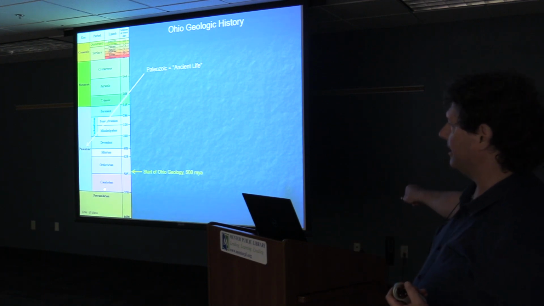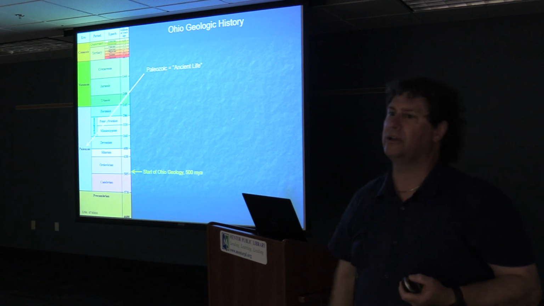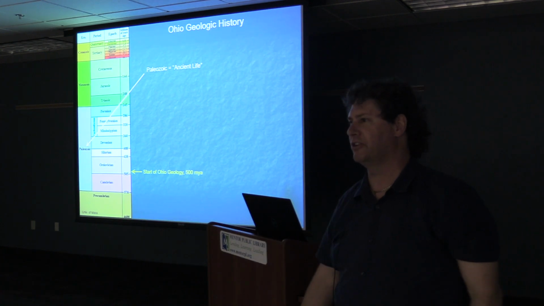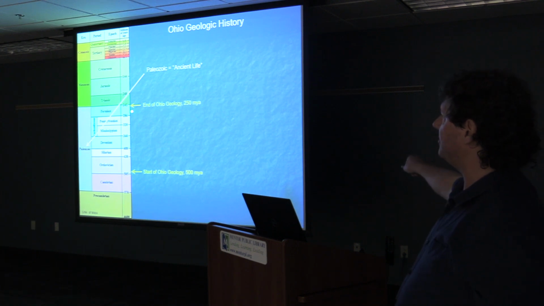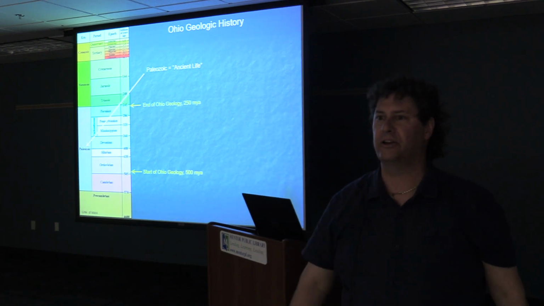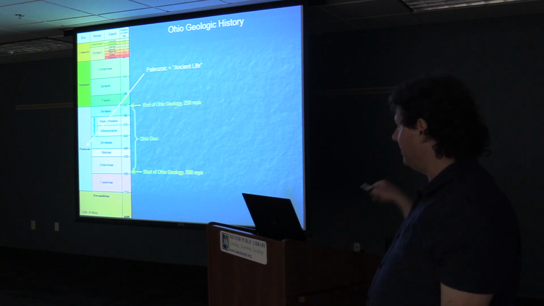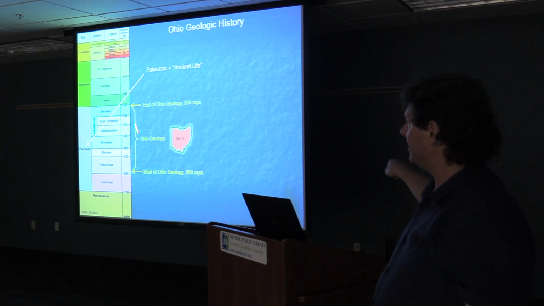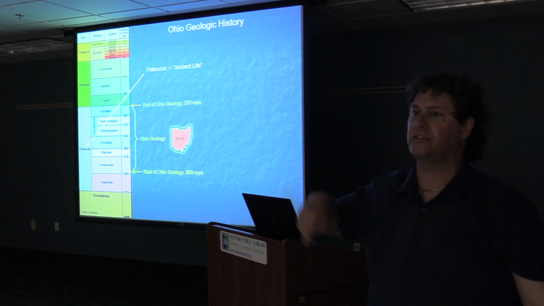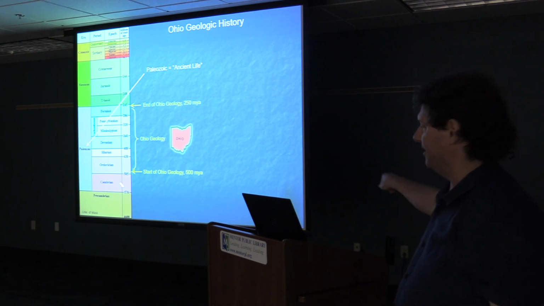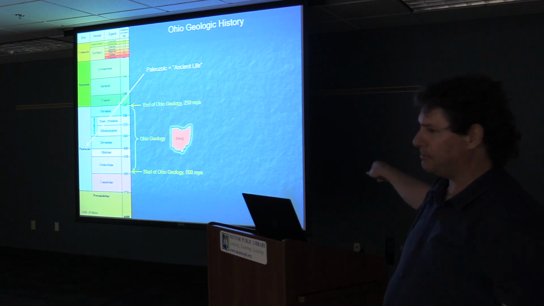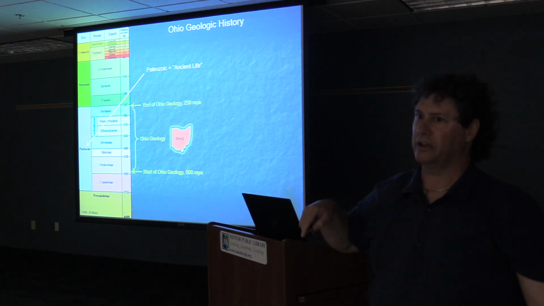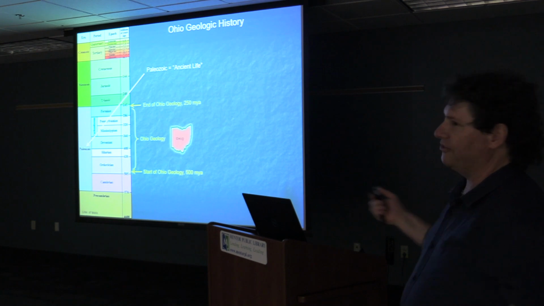So Ohio geology actually starts right here. We missed the Cambrian, but it actually starts 500 million years ago, right at the start of the Ordovician. And it goes all the way up to the end of the Permian, about 250 million years ago. So what that means is all of Ohio geology is almost the entire Paleozoic. We missed the Cambrian, too bad. But we actually got all of these geologic periods of the Paleozoic.